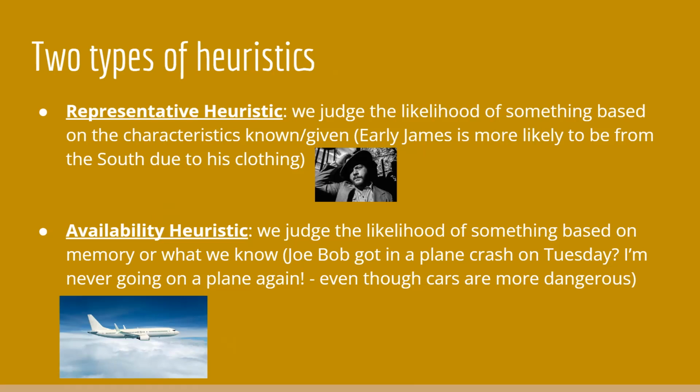Availability heuristic. We judge the likelihood of something based on memory or what we know. So this is just what's available to us. Let's say you heard Bob got in a plane crash on Tuesday. Then you might say, I'm never going on a plane again. You just make some sort of judgment or decision based on what's available to you in that moment. You might decide that planes are dangerous, when the truth is they're way safer than a car, actually. There are far more car crashes and car fatalities than plane fatalities.